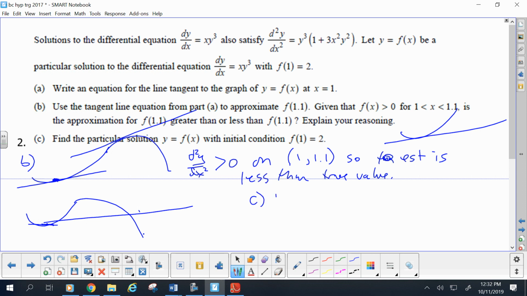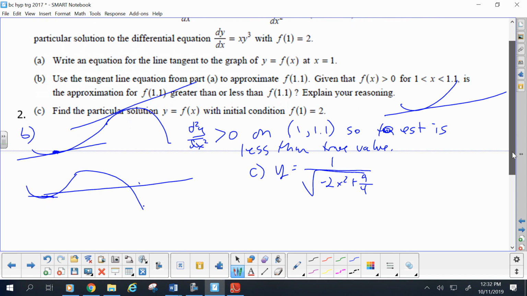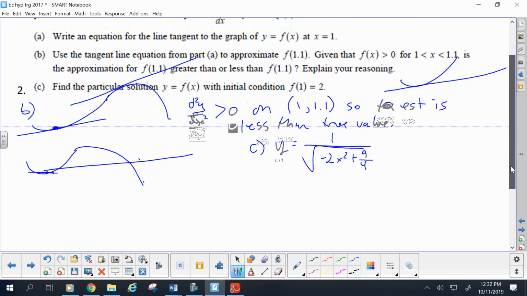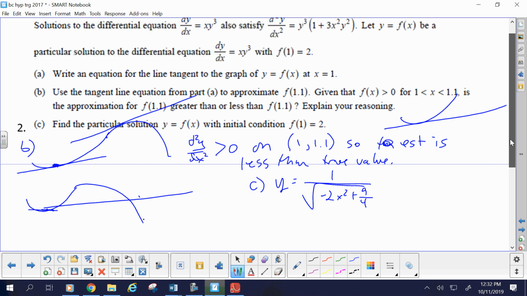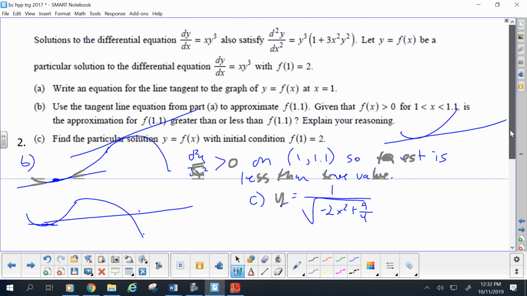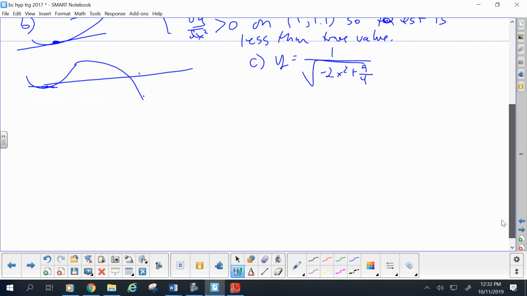Did you get y equals 1 over the square root of negative 2x squared plus 9/4? Oh, that's a pity. I guess it's decision time. Should we go through this? We still have 13 minutes, right? Okay, so let's go through this. Am I going to work with the first or the second derivative to get the particular solution? First. Okay, so let's start here.